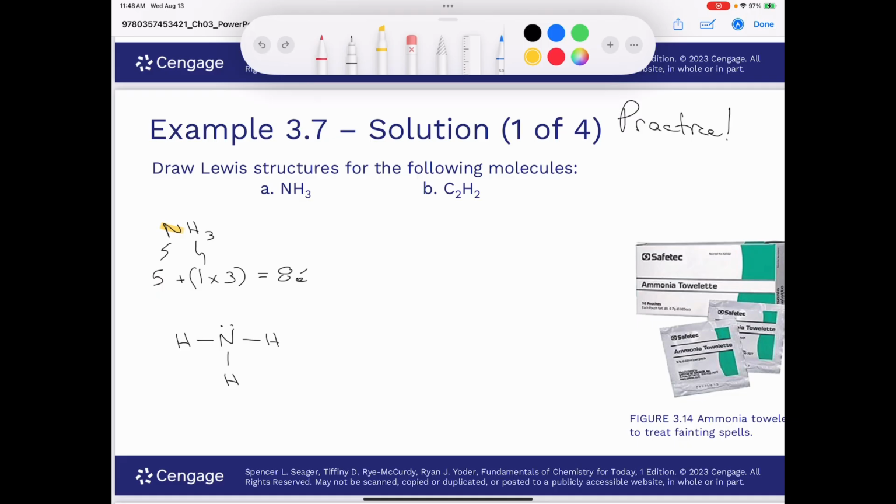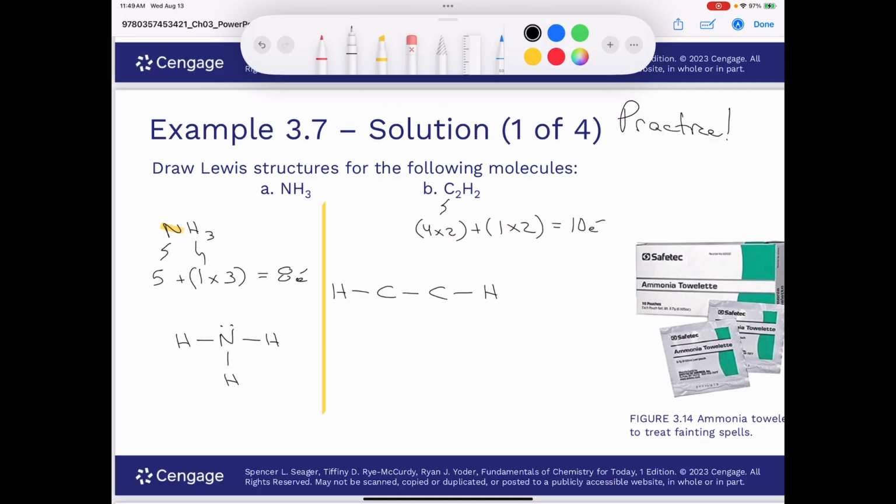If we take a look at C2H2, let's go a little faster here. Carbon has how many valence electrons? It has 4, but there's 2 carbons. Hydrogen has 1 valence electron, but there's 2 of those, so that gives you 8 plus 2, which gives you a total of 10 electrons. Well, we know that hydrogen can only have 1 bond, right? Hydrogen can only have 1 bond, and just by process of elimination, the only way this could work is if we had the 2 carbons bound together, and then we have each hydrogen with 1 bond like this.